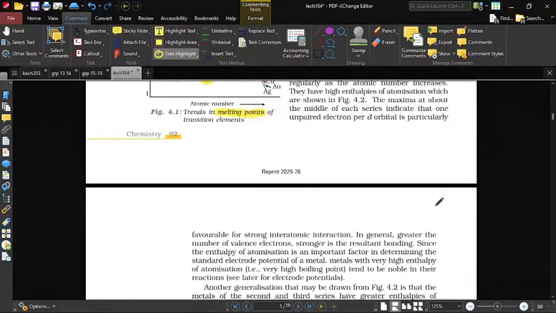In general, the greater the number of valence electrons, the stronger is the bonding. Since the enthalpy of atomization is an important factor in determining the standard electrode potential of metals, metals with very high enthalpy of atomization, that is, high boiling point, tend to be noble in their reaction. See later for electrode potential.